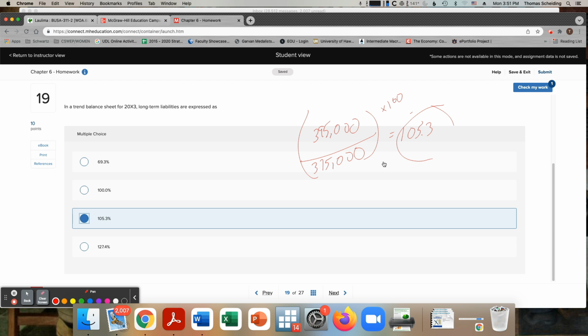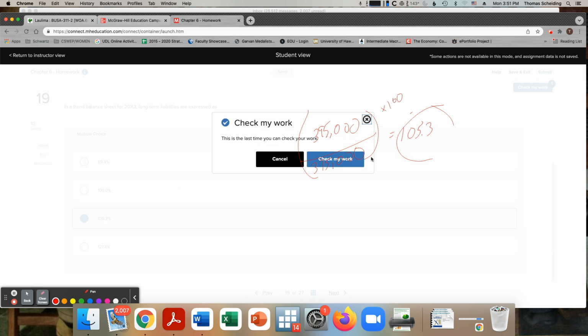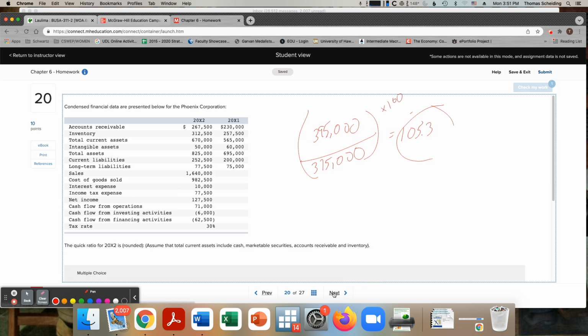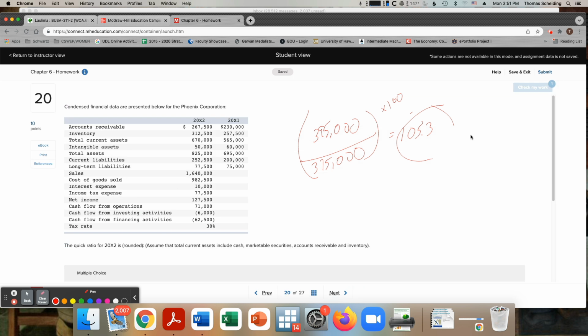So again, trend balance sheet, we're just looking at how these statements are changing over time. Okay. Now we're looking for the quick ratio for Phoenix Corporation.